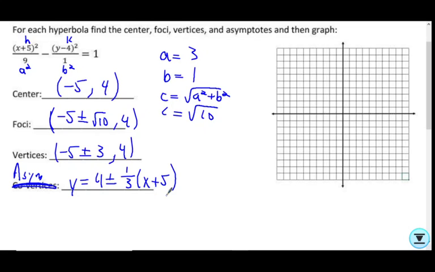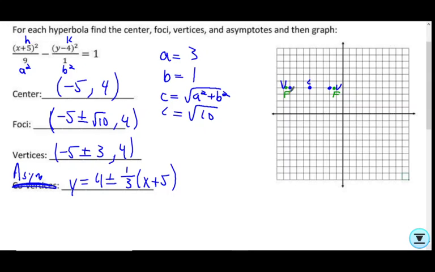So, just like before, we start with our center. So -5, 1, 2, 3, 4, 5, 1, 2, 3, 4. Okay. Our vertices are going to be 3 to the left and 3 to the right. So 1, 2, 3. This is the vertices. So the center. 2, 3. This is my vertices. There. My foci are going to be 3 and a little bit, so they're going to be right outside. Right here and right here. Those are my focal points.